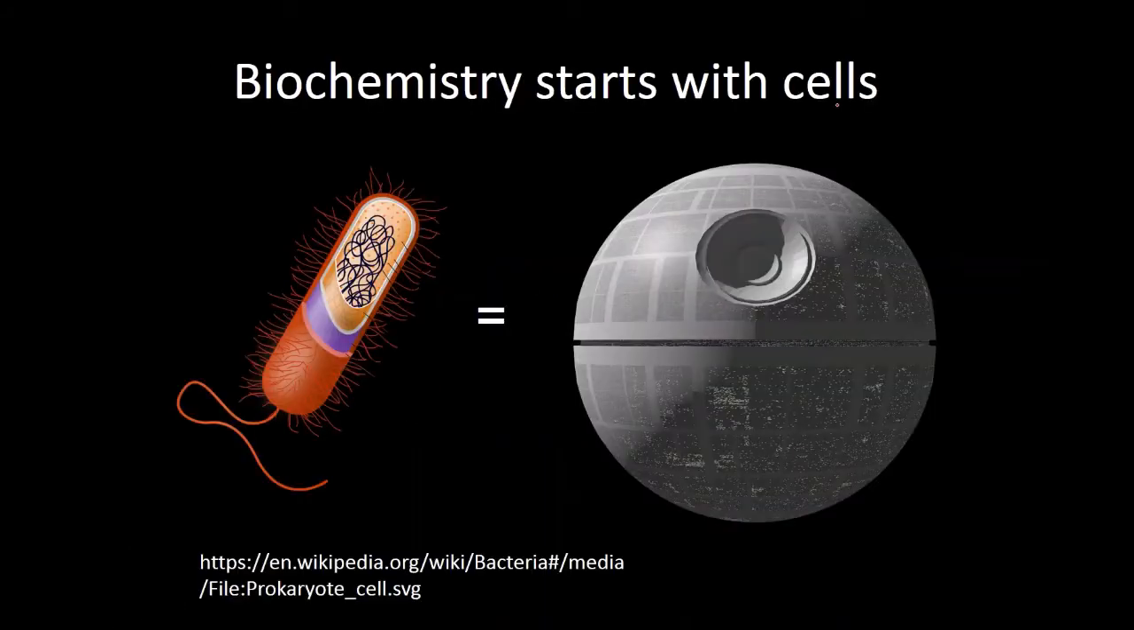Biochemistry starts with cells. A cell is a self-contained unit. It has within it multiple enzymes, proteins. It has DNA inside. It also has this sort of capsule. Everything's inside a capsule. So the Death Star is like that. It's a capsule. It has within it many workers. And those workers each have specific functions. That's the essential nature of this.